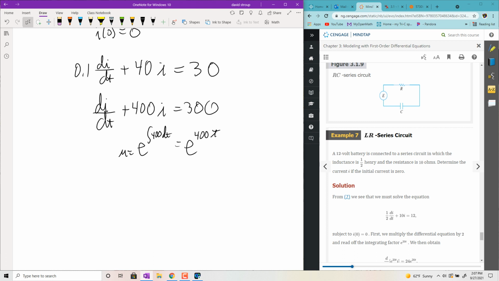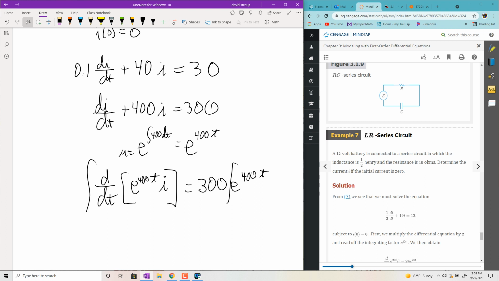And then multiply through everything by that, collapse the left side, so you get d over dt times e to the 400t times I is equal to 300 e to the 400t. Integrate both sides. Over here, the integral and derivative cancel each other.